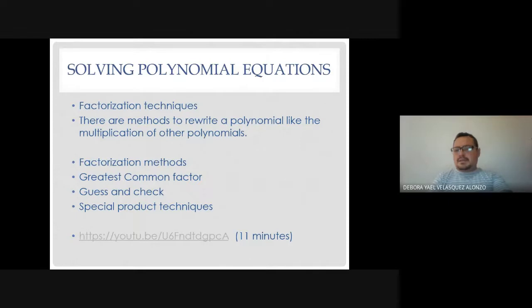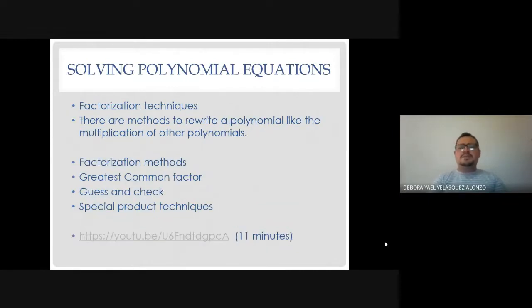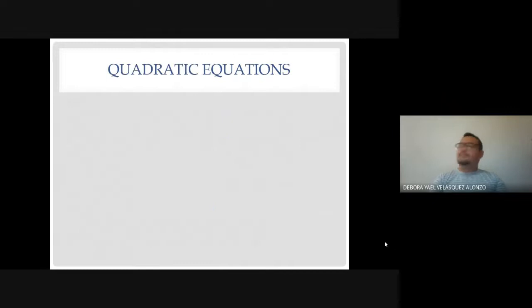Okay, honestly, I'm not gonna evaluate factoring techniques because I'm not teaching you this one. But there you have the option to explore how those techniques can help us rewrite one expression like the one I show you right now, x squared minus 4x minus 21, as the product of other simple expressions, which at the end makes linear equations. Okay.